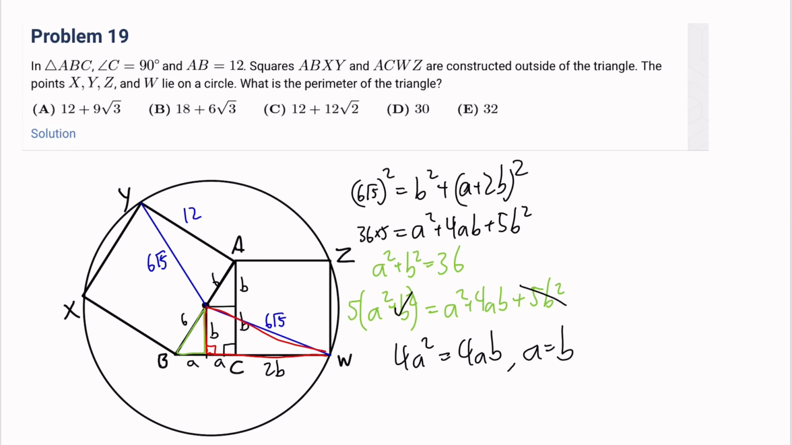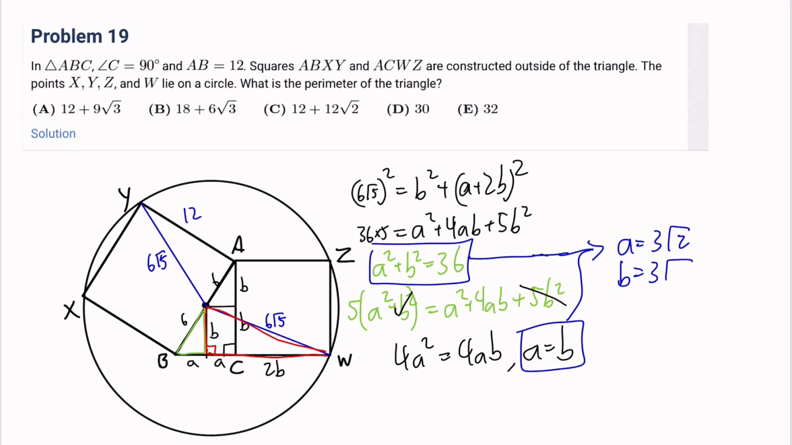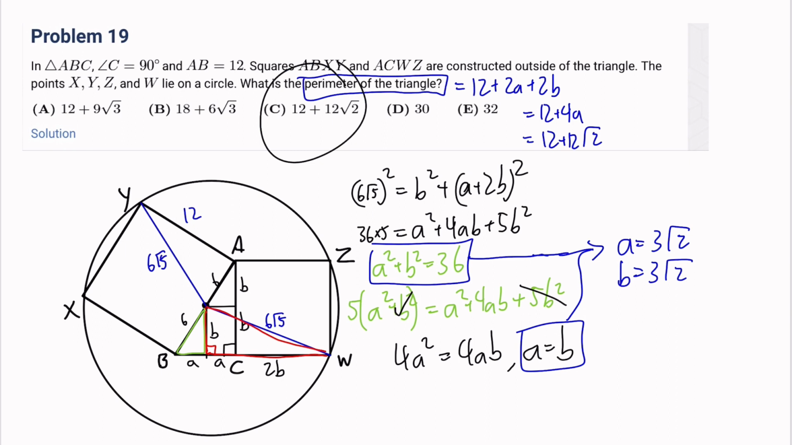Since A equals B and A squared plus B squared equals 36, using these two things we can know that A is 3 root 2 and B is also 3 root 2, right? And so what is the perimeter of the triangle? The perimeter of triangle ABC was 12 plus 2A plus 2B. Since A is equal to B, this is 12 plus 4A. Since A is 3 root 2, this is 12 plus 12 root 2. So the answer is C.